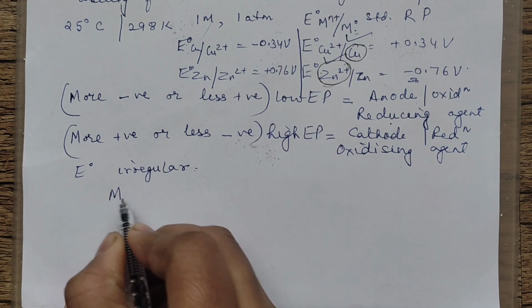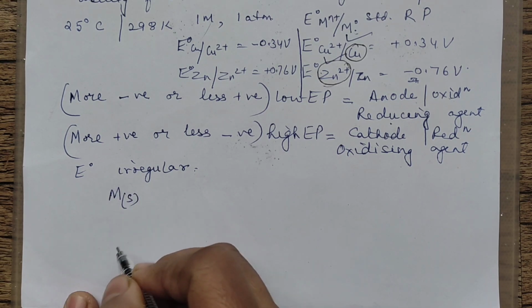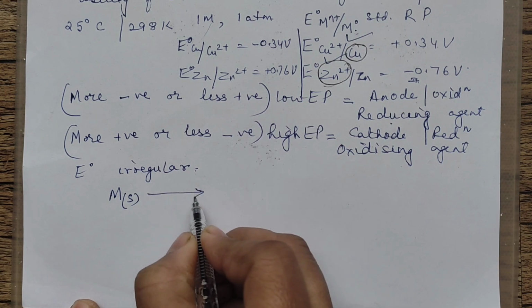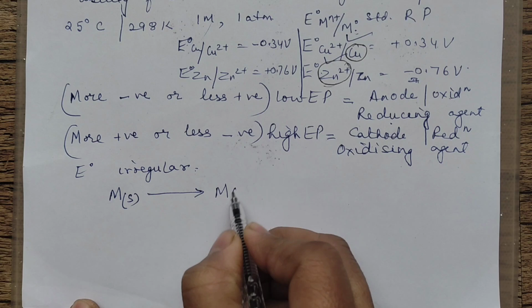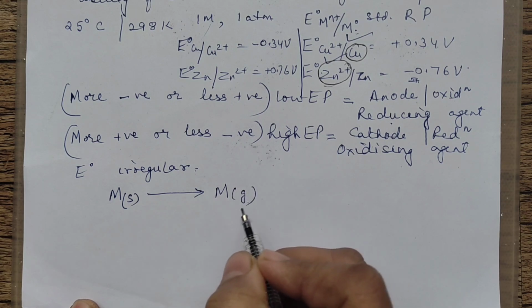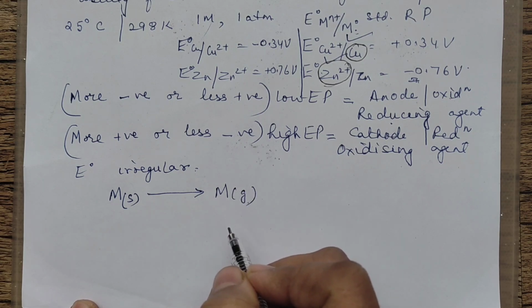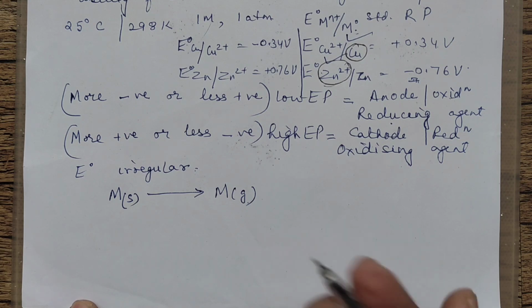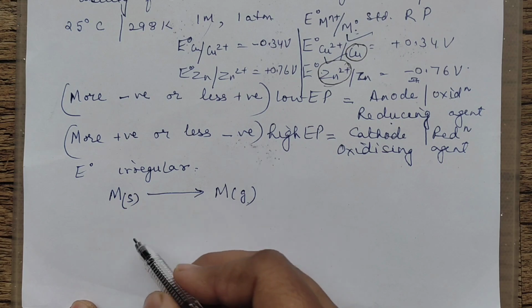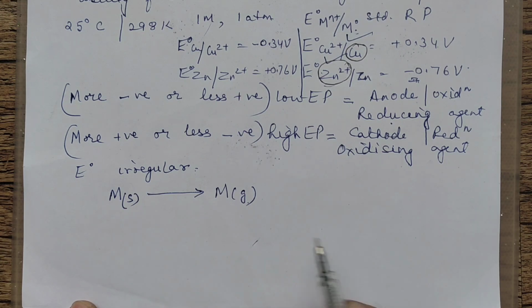Let me start with some element M that is solid. That solid M is to be converted to gas. Now why is that to be converted? Whenever we are talking about the electrode potential value, in the solid form it is not going to act as an oxidizing agent or a reducing agent. It has to be in some solution. You'll be immersing it in some solution, and in that it will be acting as oxidizing or reducing. So we need to consider all the energy transitions which are taking place.